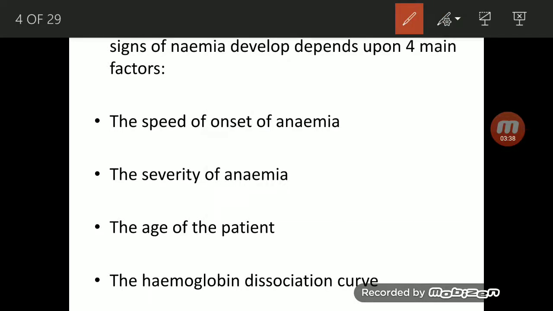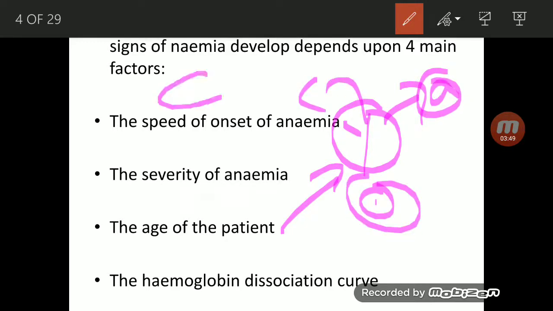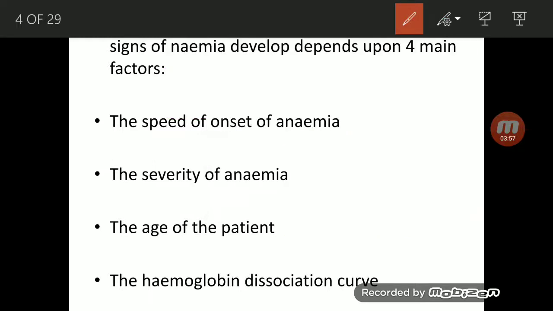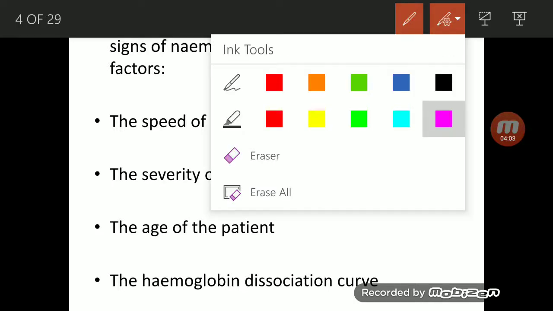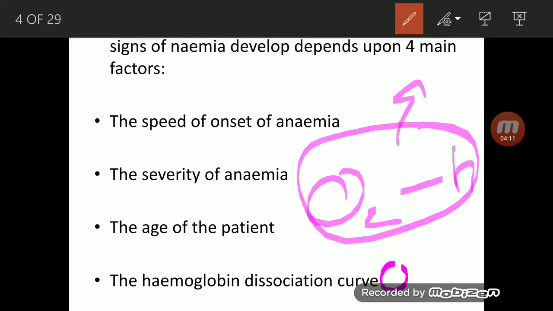Okay, so the third is the age of your patient. It has been seen that younger patients tolerate anemia more than older people. This is basically because the circulatory system of a young individual is far better than that of older people, so they can tolerate anemia far better. The fourth is the hemoglobin dissociation curve. Whenever there is any functional abnormality in your hemoglobin, the oxygen that binds to your hemoglobin dissociates far more easily than in case of normal hemoglobin. So in this case your curve tends to shift towards the right side.